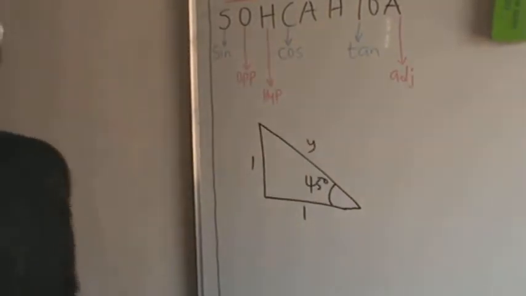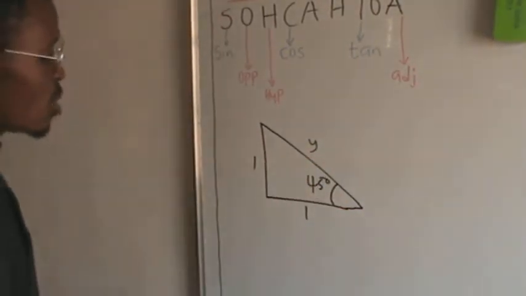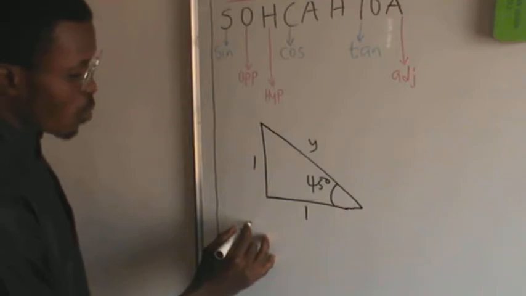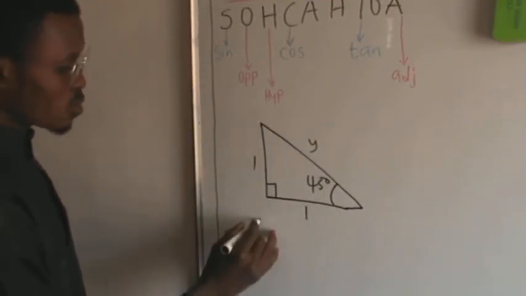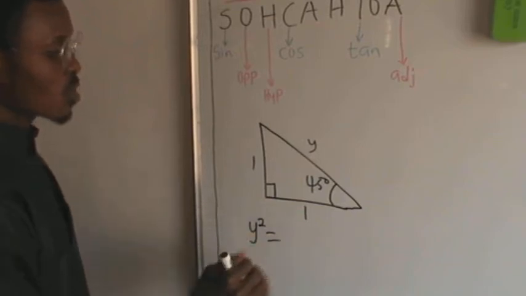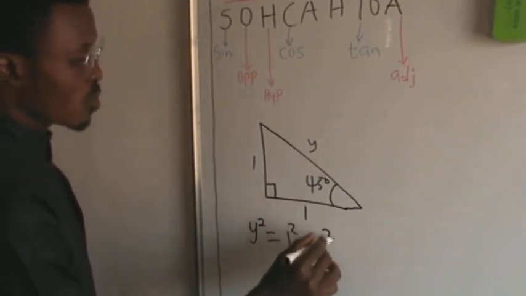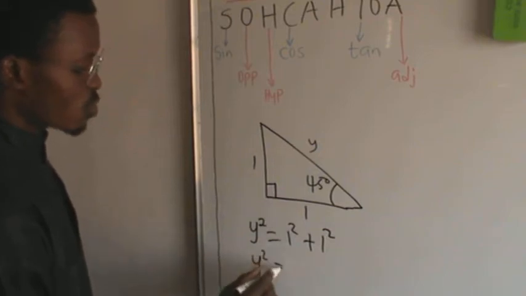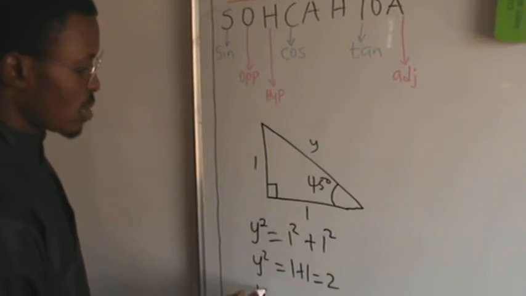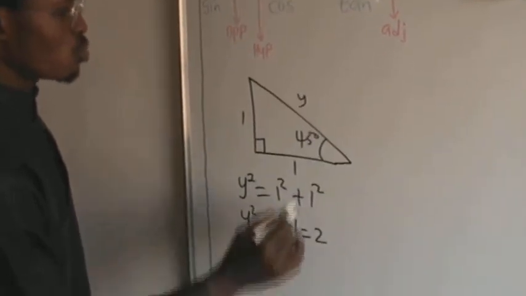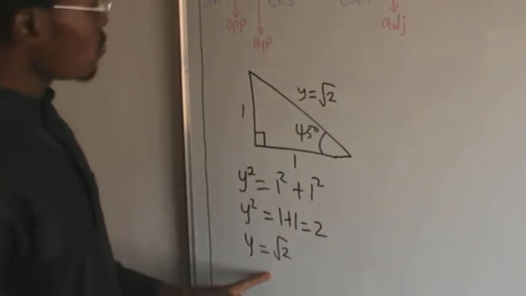Y. We're still going to make use of the Pythagoras rule to obtain the value of this missing side. Using Pythagoras, we can say that Y square, which is the longest side, right? This is our 90 degrees. The longest side, Y square, is equal to the sum of the squares of the other two sides, which is 1 square plus 1 square. Y square will be 1 plus 1, which is 2. So Y will be equal to root 2.